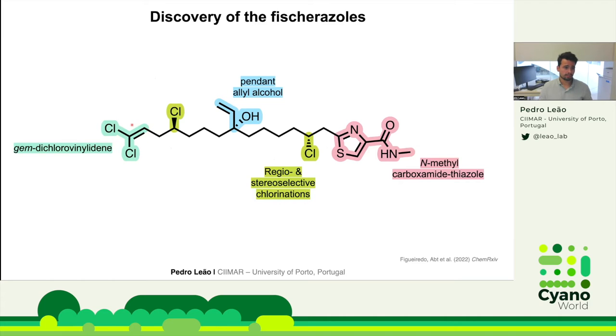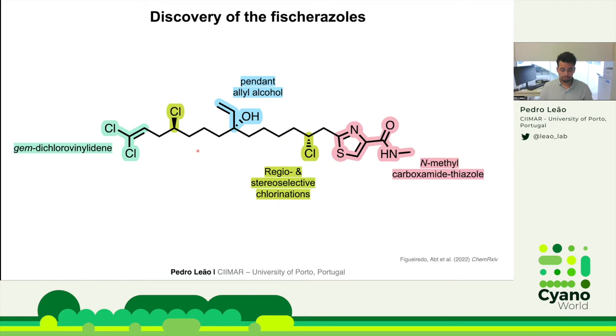On the one hand, we have this gem-dichlorovinylidene, which is quite rare and only found in cyanobacterial secondary metabolites. We have these regio- and stereo-selective oxidations, what I was telling you about, these modifications that we are really interested in, which can activate what is a completely unactivated CH bond in a regio- and stereo-selective way. We have this pendant allyl alcohol, which is also something entirely new in natural products. And this portion does not come from the fatty acid, it's also new. So this molecule is extremely interesting from a structural perspective. It has a lot of novelty.